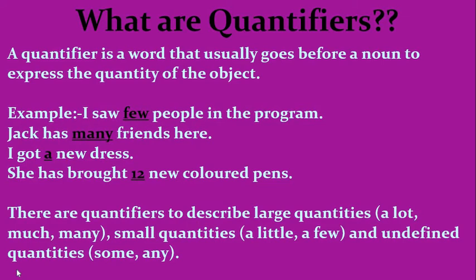Here, a is used for one. So they are telling that a new dress has been got. She has brought 12 new colored pens. How many? 12. There are quantifiers to describe large quantities: a lot, much, many; small quantities: a little, a few; and undefined, which is not fixed: some and any.